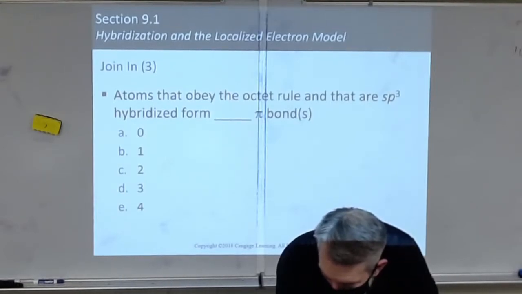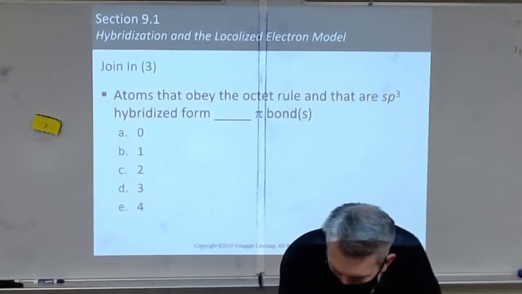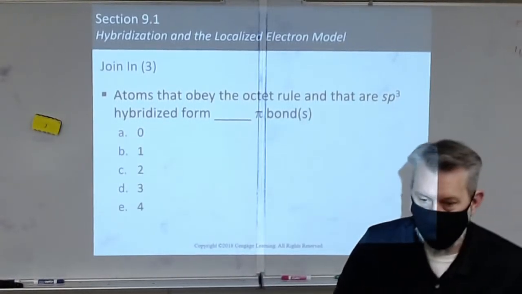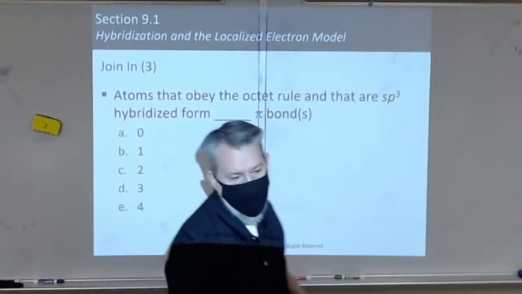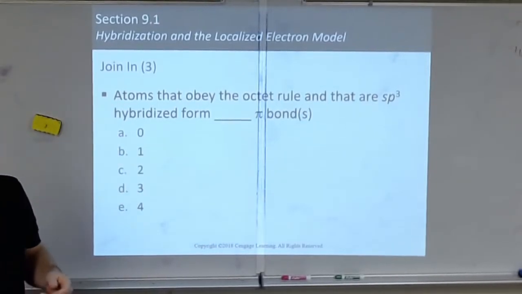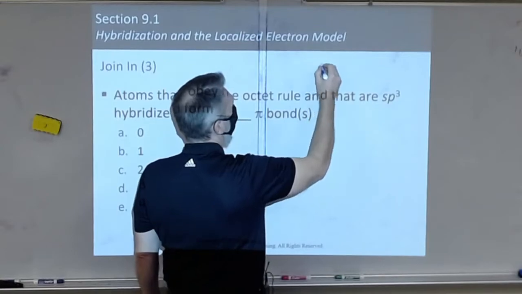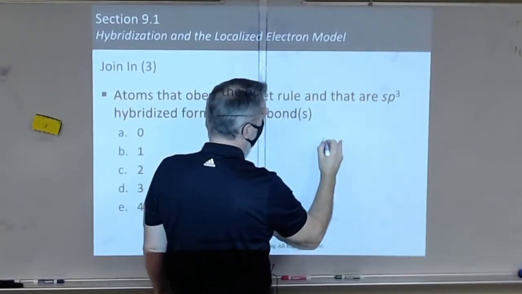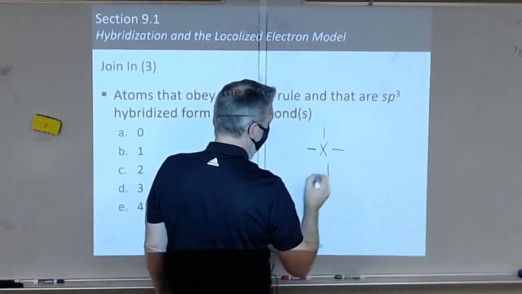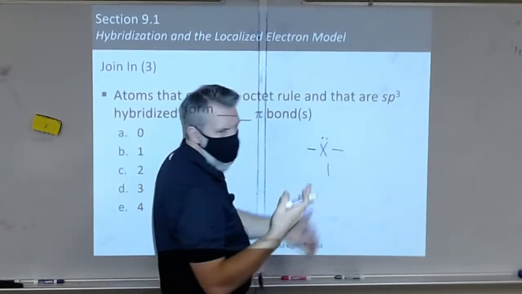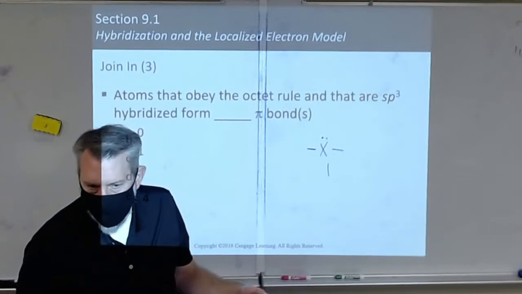But if it's sp3, you could also have a double bond. Well, let's talk about this. Let's think, sp3 hybridized means I have how many regions of electron density? 4. I got 4 regions of electron density, right? So I'm going to put some random atom. Any of those are equivalent, right?